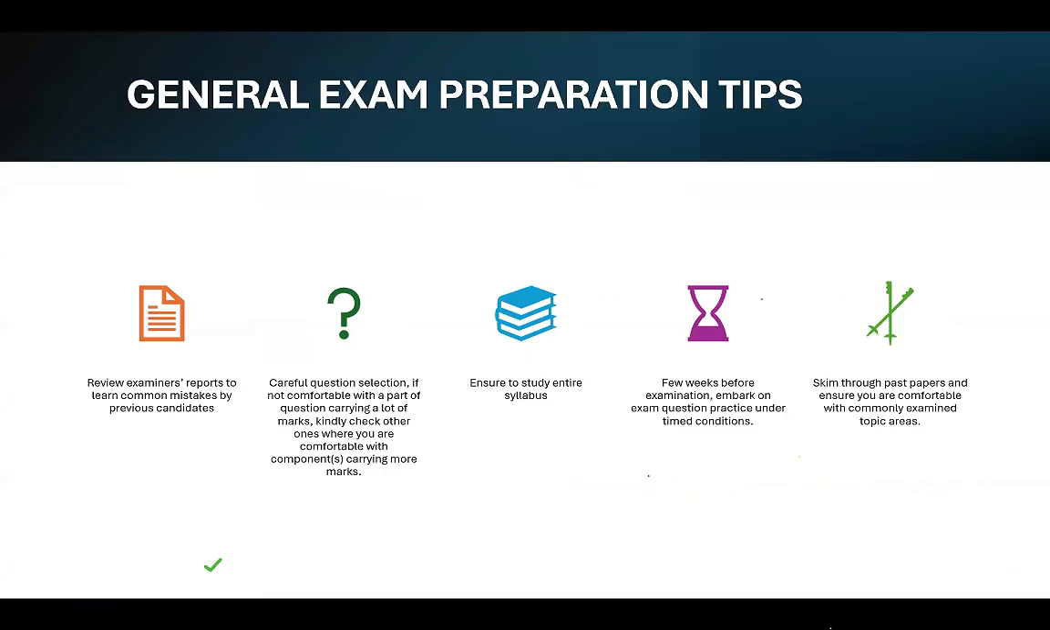General exam preparation tips: review the examiner reports to learn the common mistakes by previous candidates. Careful question selection. If you're not comfortable with a part of a question carrying a lot of marks, kindly check other ones where you are comfortable with components carrying more marks. So look at this. There's this question 2. Part A is asking theory questions, maybe what are the advantages of control accounts? I have gone through these advantages thoroughly, and I'm so comfortable with them, and this is carrying 4 marks.